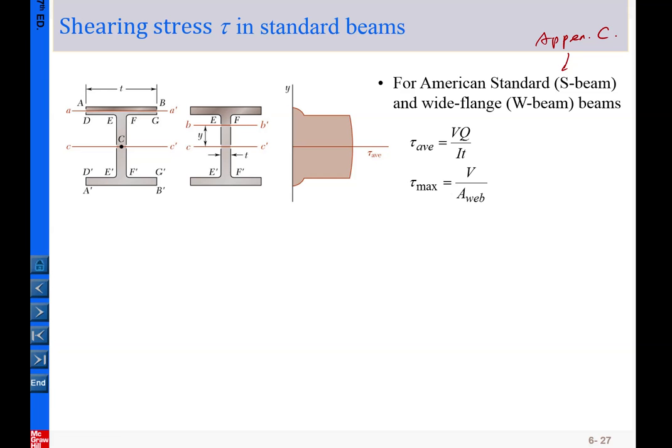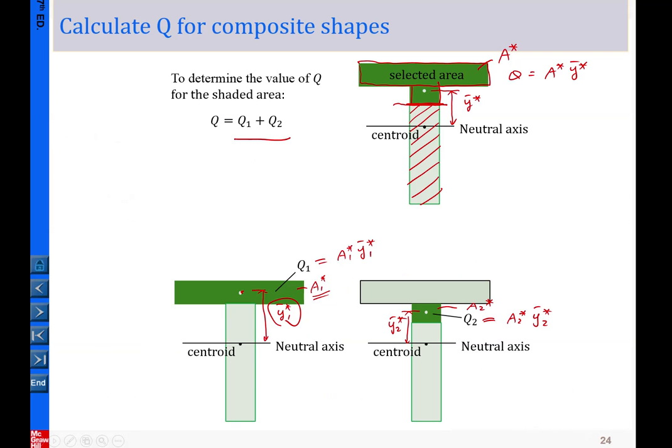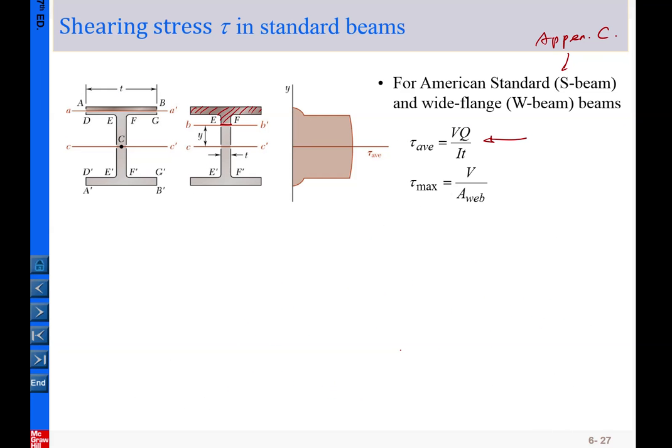Okay, so to determine the average shear stress, we're still using this formula here. For example, if you are interested in determining the shear stress along this level, along BB, then you pick this formula, and you can pick this as your shaded area. And for this shaded area, you can utilize the technique on this page to help yourself.